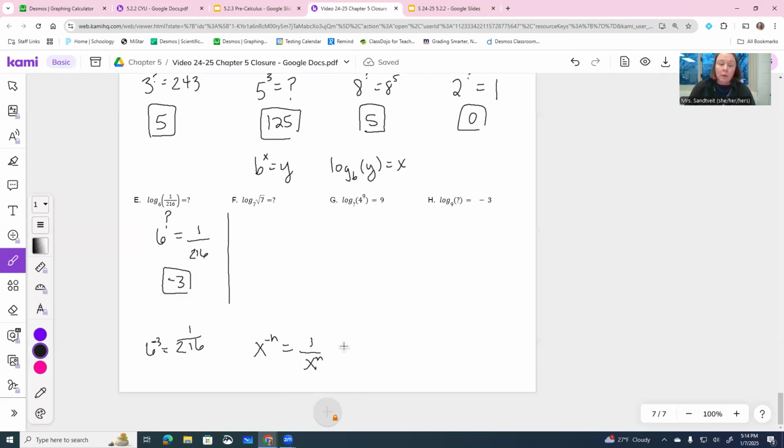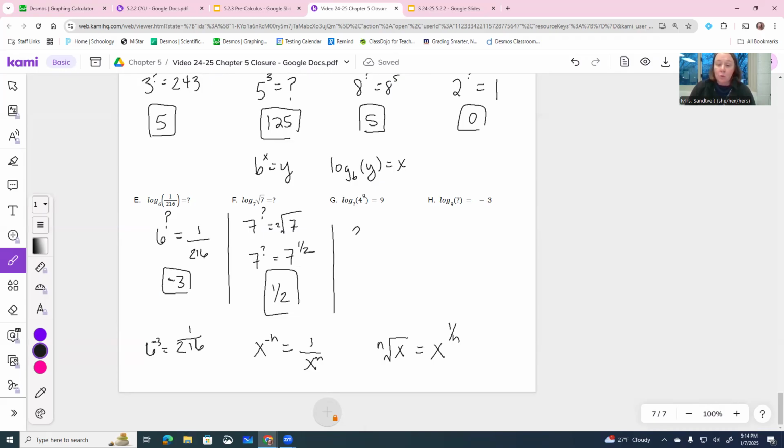All right, here I would say 7 to what power is the square root of 7, right? And so square root of 7, I want to rethink of that as a power. So we learned that if I have the nth root of something, that's the same as that base to the 1 over n power. And if it's a square root, it's as though that's a 2. So I'm thinking 7 to what power equals 7 to the 1/2 power. So then this answer would have to be 1/2.